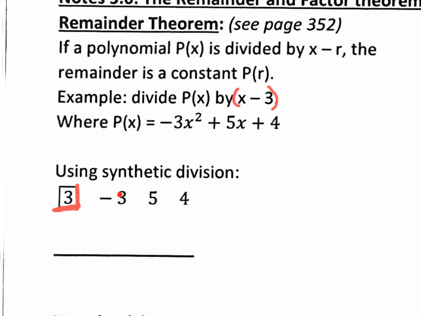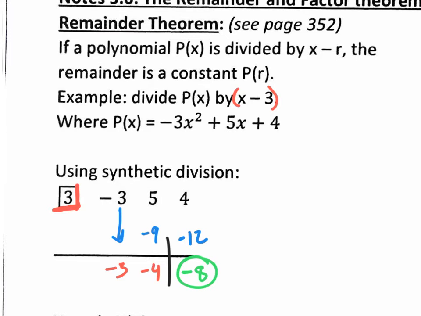Negative 3 plus nothing, you combine it. There's nothing there. So as you go down, you combine. Negative 3 plus nothing is negative 3. As you go up, you multiply. Positive 3 times negative 3 gives us a negative 9. As you go down, you combine. 5 combined with negative 9 is what? And as you go up, you multiply. 3 times negative 4 is? Negative 12. And as you go down, you combine 4 and negative 12? Negative 8. Okay, so negative 8 is our remainder.